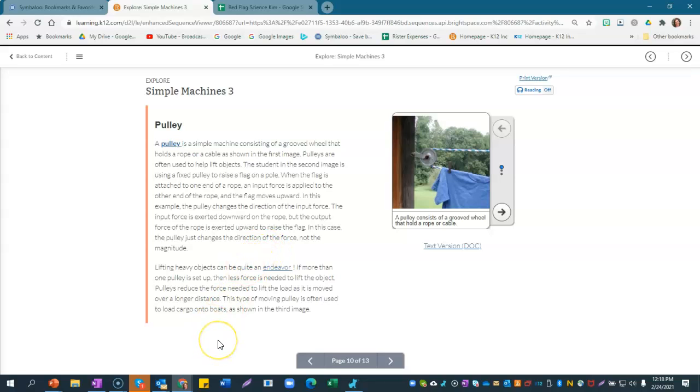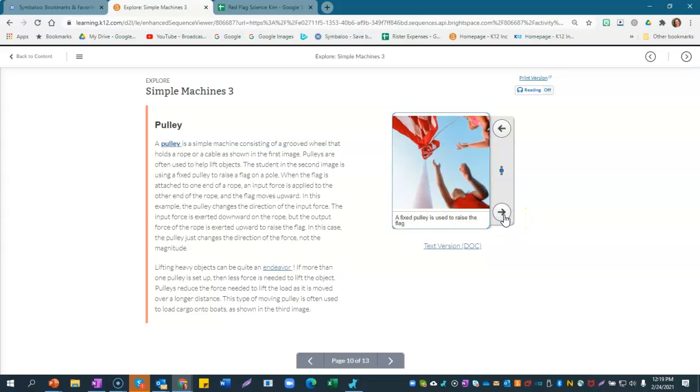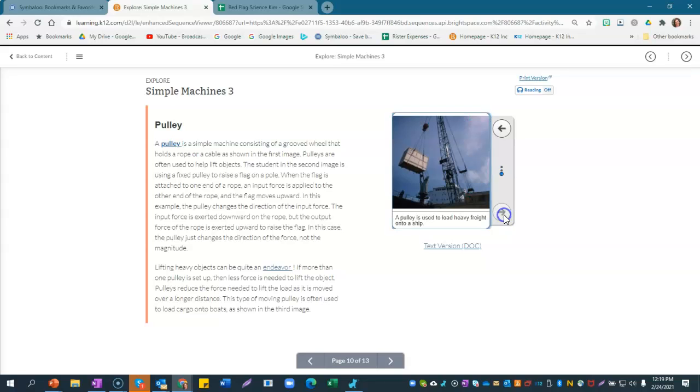Lifting heavy objects can be quite an endeavor. If more than one pulley is set up, then less force is needed to lift the object. Pulleys reduce the force needed to lift the load as it's moved over a longer distance. This type of moving pulley is often used to load cargo onto boats and is shown in the third image. All right, so we've got a clothesline, and that's a first example. Then we've got the flagpole going up, and finally we've got the pulley moving the freight onto the ship.